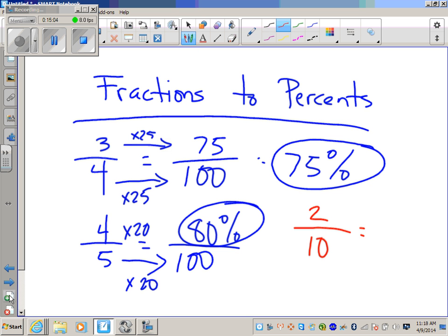So 2 over 10, we're going to compare to another fraction with what denominator? So 10 times what gives me 100? So 2 times 10, 20%.